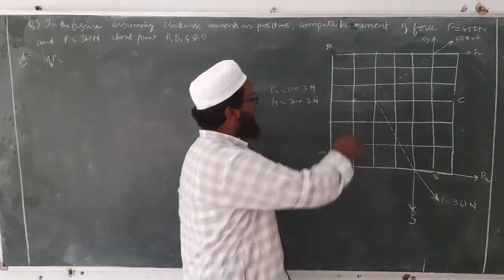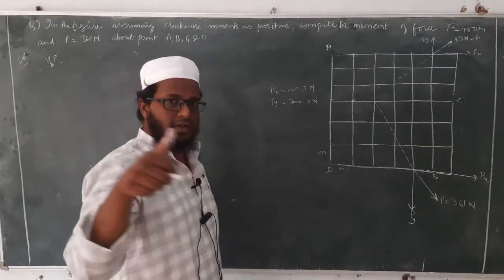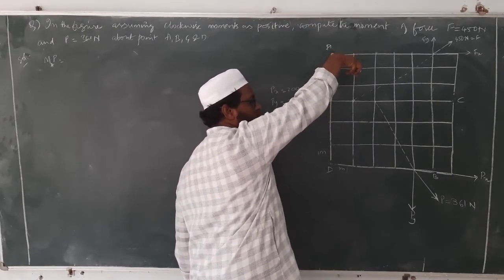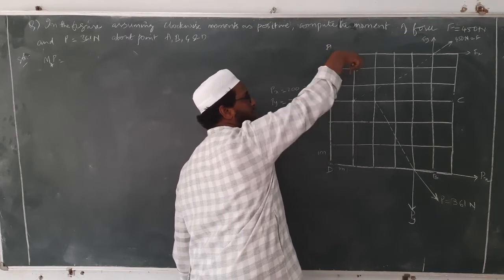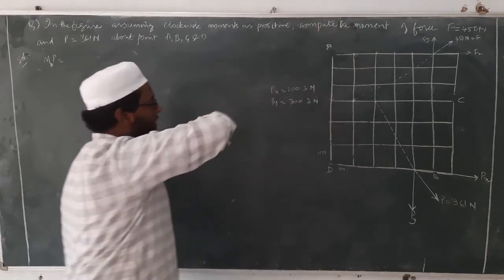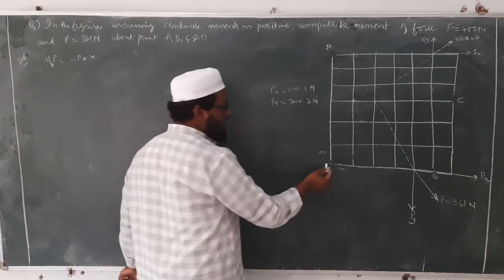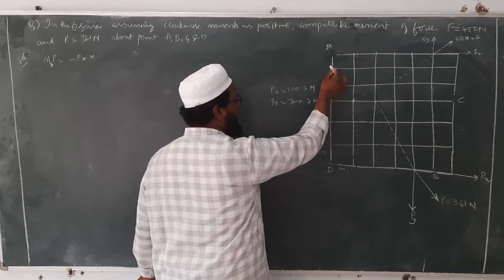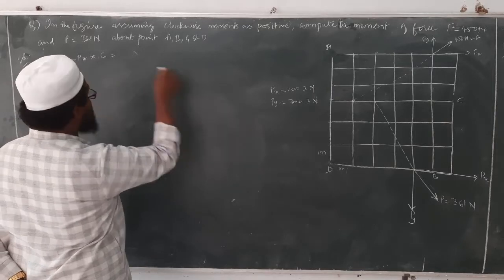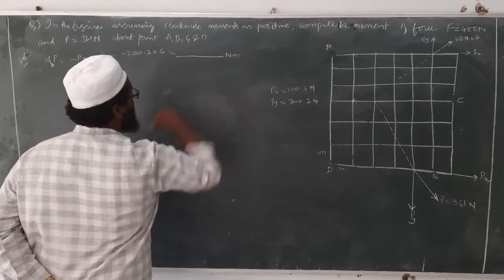Whenever you try to calculate moment, you have to keep your thumb on that particular point. I am keeping my thumb on point A, and see the force Px. Without removing your thumb, just see the force Px. My hand is trying to rotate in the anti-clockwise direction. So minus Px into the perpendicular distance 1, 2, 3, 4, 5, 6, into 6. So minus Px, Px is how much? Minus 200.3 into 6. You will get some value in Newton meter.